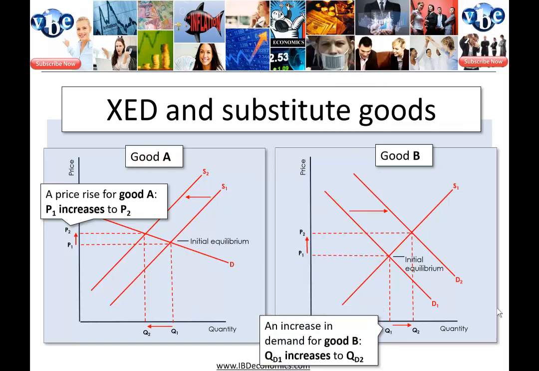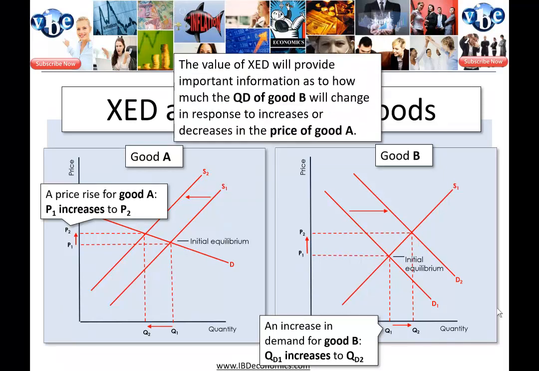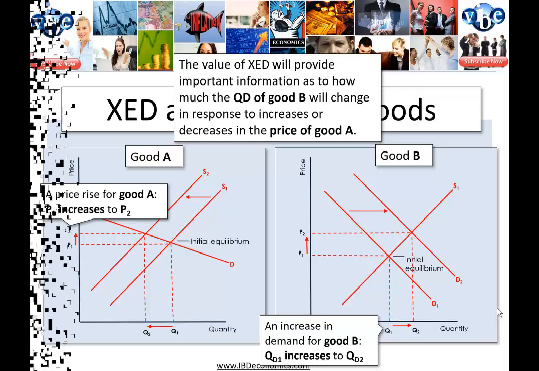Okay, so price rise for good A, P1 increases to P2. An increase in demand for good B is the result. QD1 increases to quantity demanded 2. And the specific value of XCD, which you'll learn how to calculate in a minute, will provide important information to show how much the quantity demanded of good B is going to change in response to increases or decreases in the price of good A.